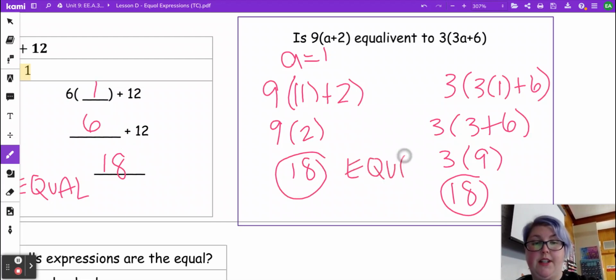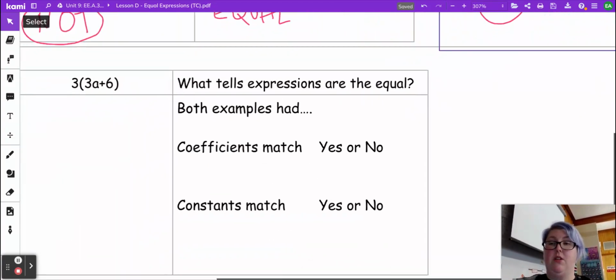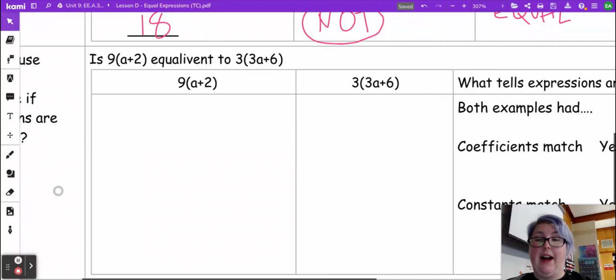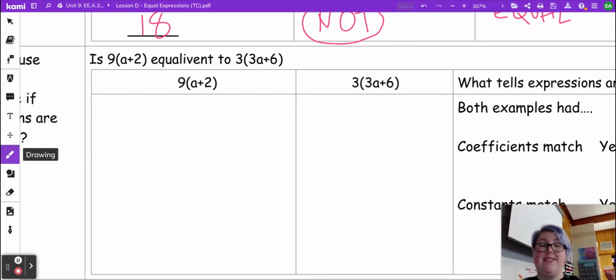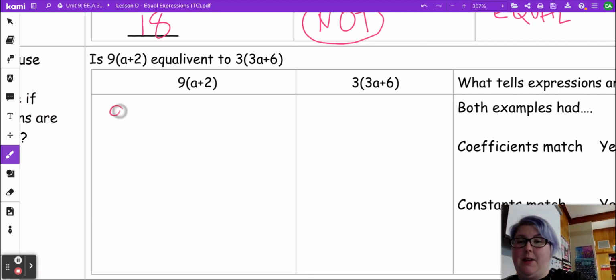Yes, these are equal. We solved it using substitution. Now, substitution is not the only way. You can also combine your like terms to prove this exact same thing. I am going to suggest that you simplify, you combine as many like terms as possible before you do the substitution. Substitution is your check step.